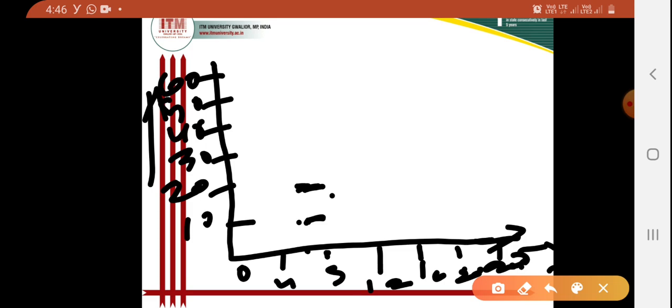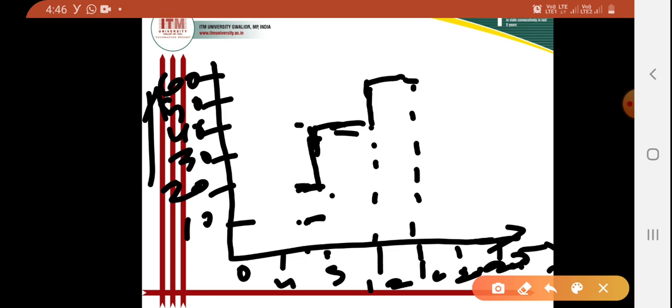Again from 8 to 12, that is 40. Then 12 to 16, that is our 60. Then 16 to 20, again it is 20 megawatt.